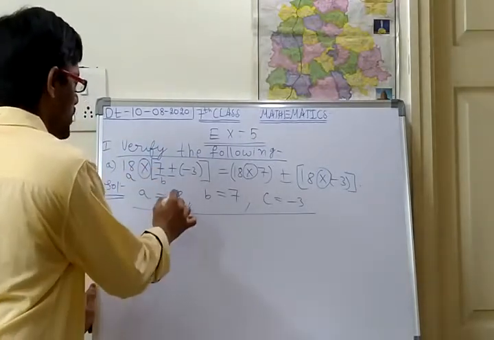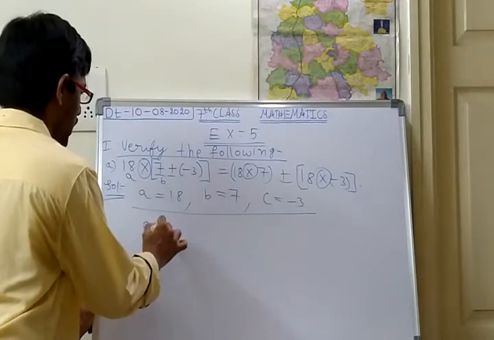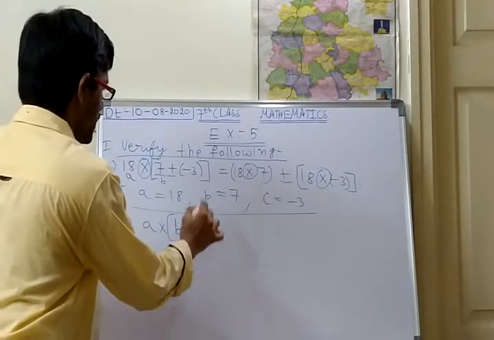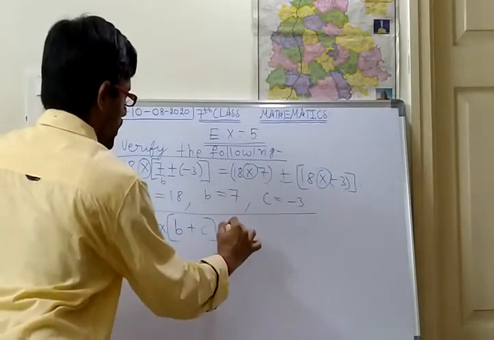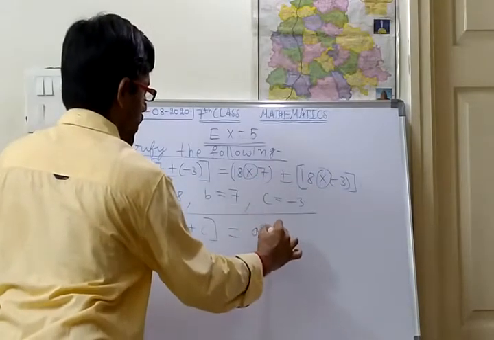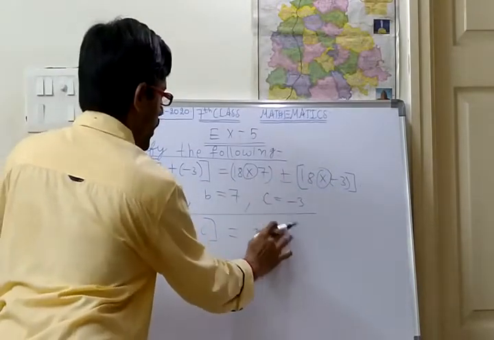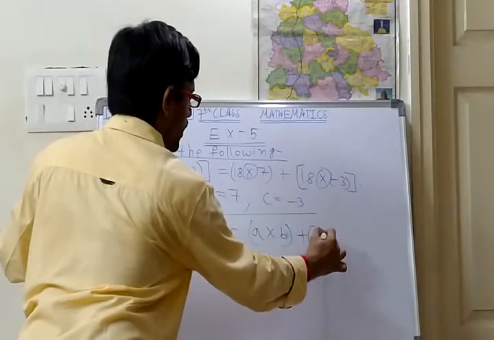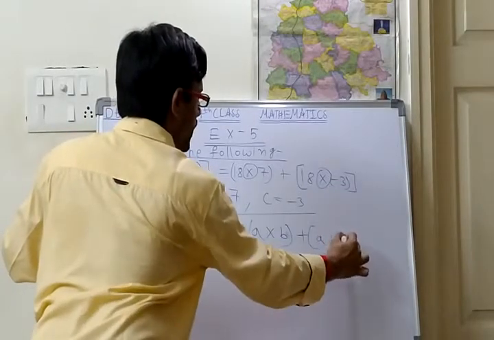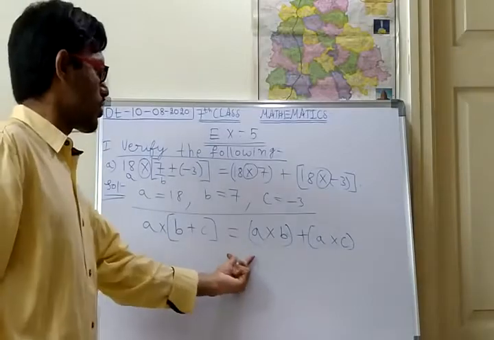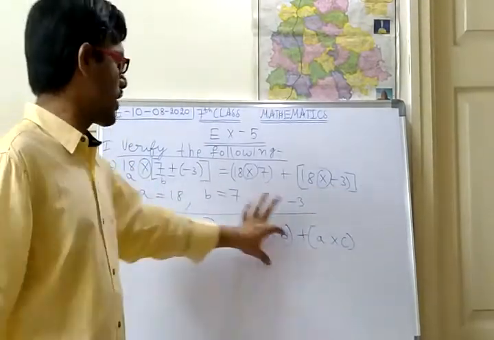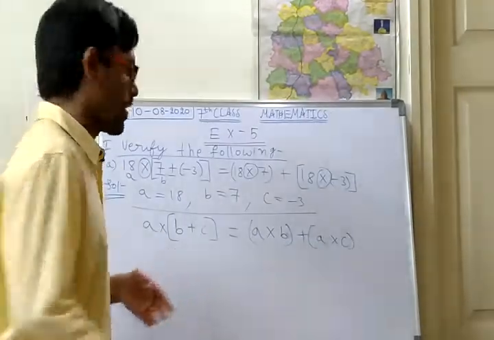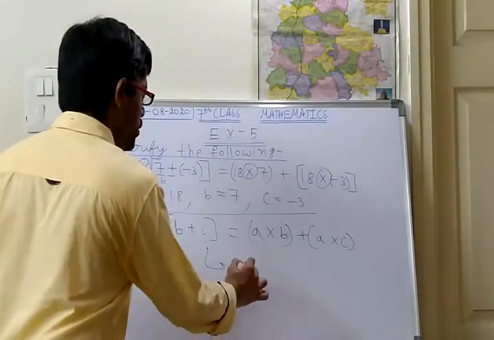In place of 18 write A, into, in place of 7 write B, plus, in place of minus 3 write C. So A into B plus C is equal to A into B plus A into C. By seeing this structure, what can you identify? This is one of the multiplicative properties and a new property, that is the distributive property.